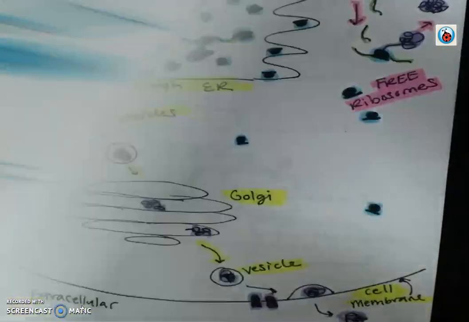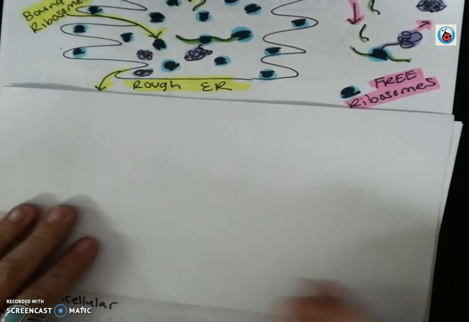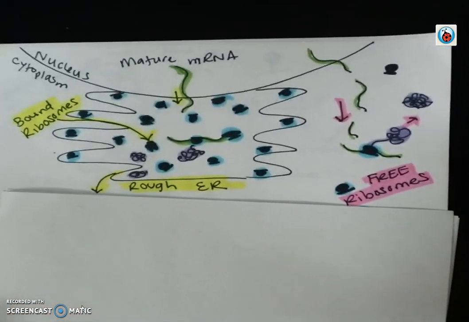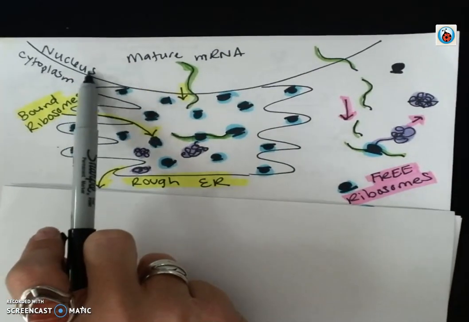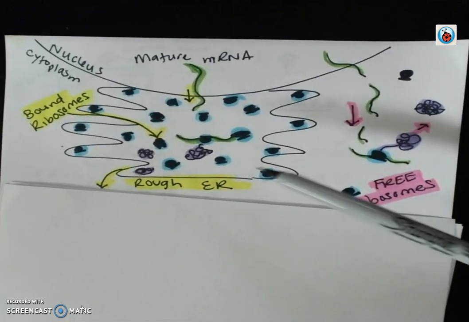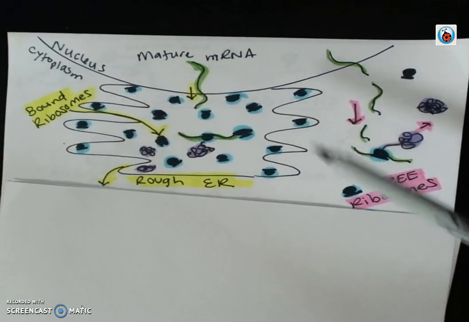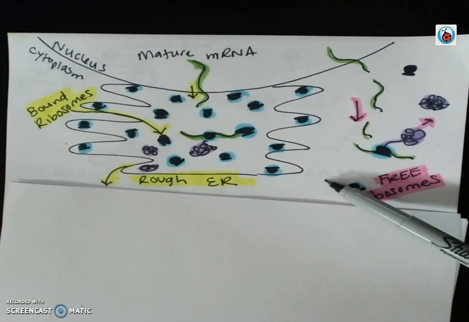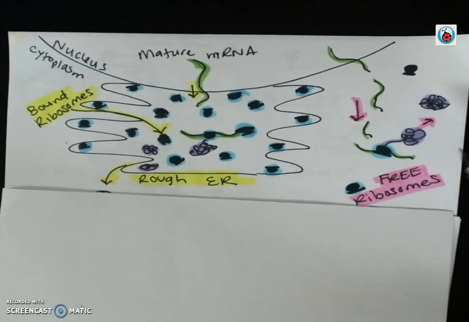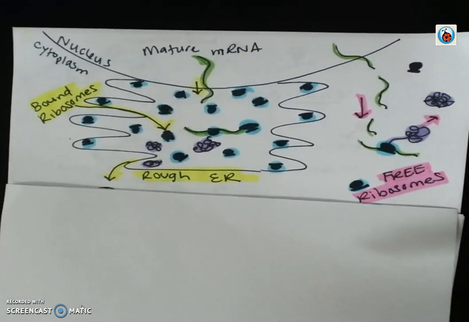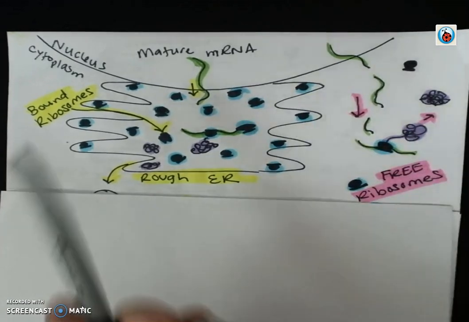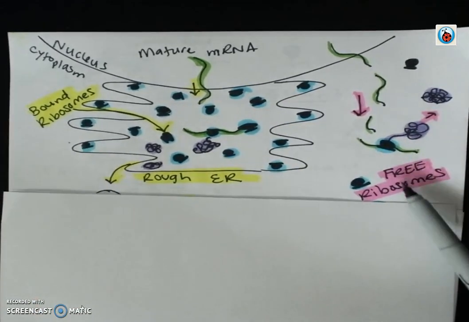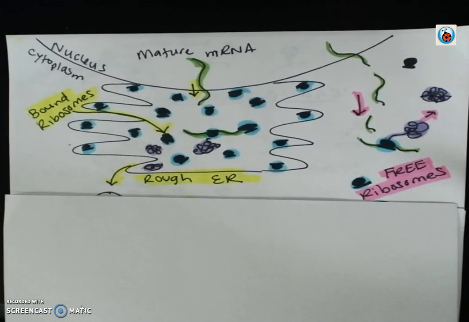When we go into the cytoplasm, let's see what happens. It really depends. There are 2 fates here. Again, we have our nucleus and our cytoplasm. The ribosomes I've highlighted in blue for us. We have 2 kinds of ribosomes: bound ribosomes and free-floating ribosomes in the cytoplasm.